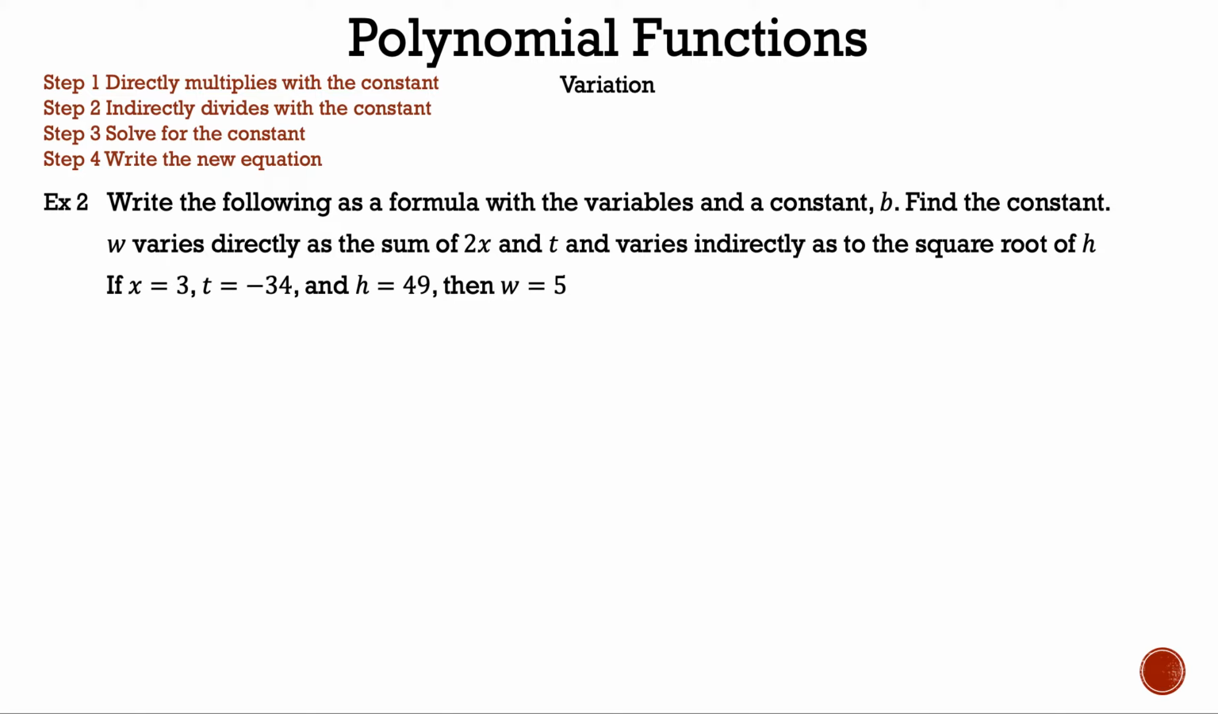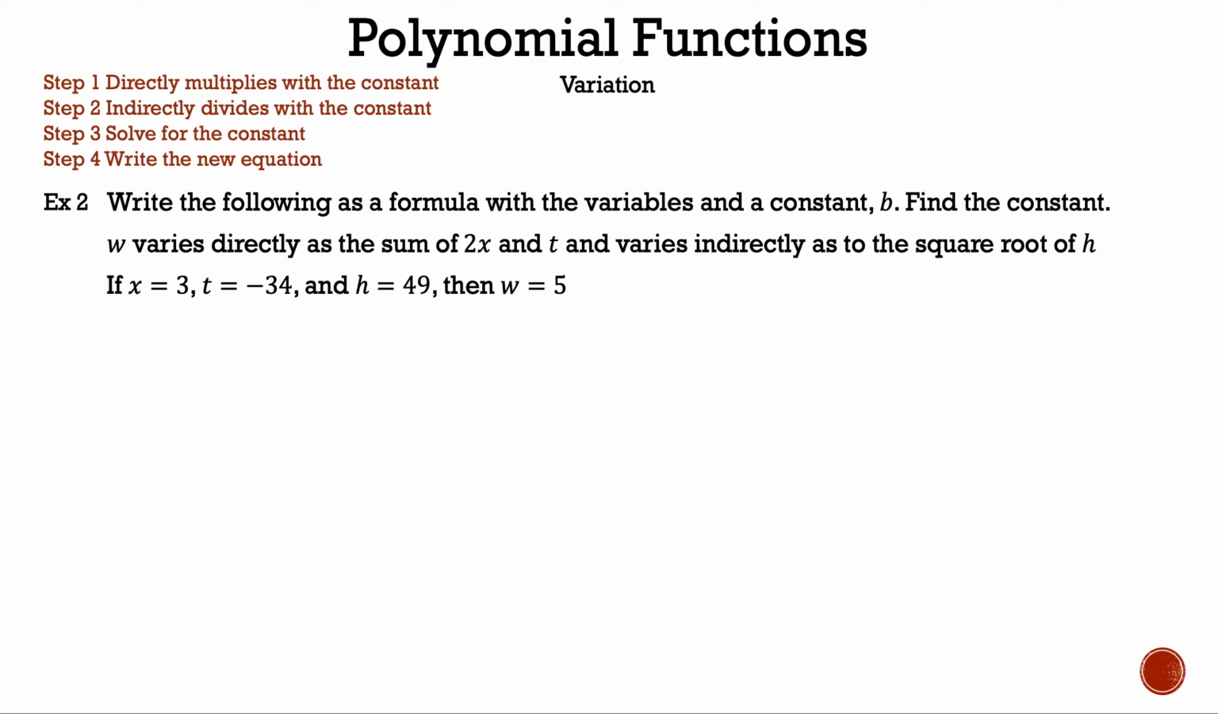Now, let's read the question. Write the following as a formula with the variables and a constant b. Find the constant. W varies directly as the sum of 2x and t, and varies indirectly as the square root of h. If x is equal to 3, t is equal to negative 34, and h is equal to 49, then w is equal to 5.